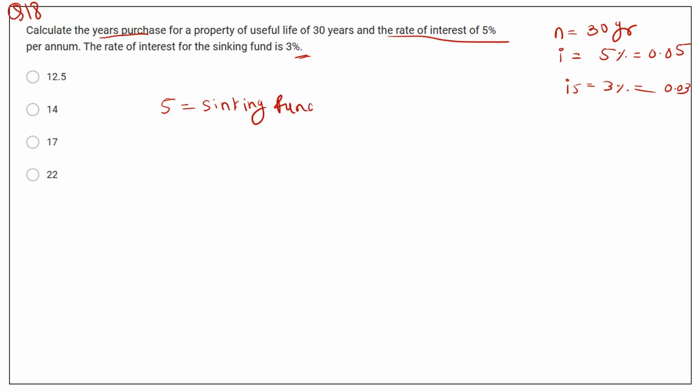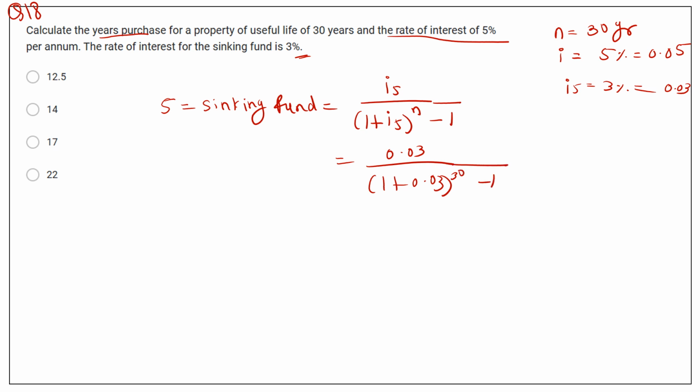Sinking fund is equal to i divided by (1 plus i) raised to n minus 1. So here i is 0.03, divided by (1 plus 0.03) raised to 30 minus 1. So this sinking fund is equal to 0.021.